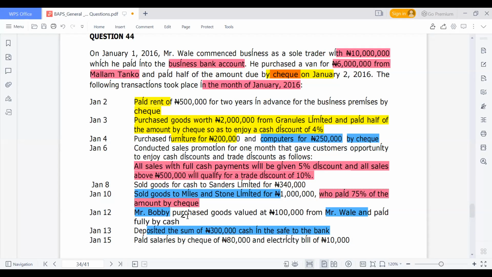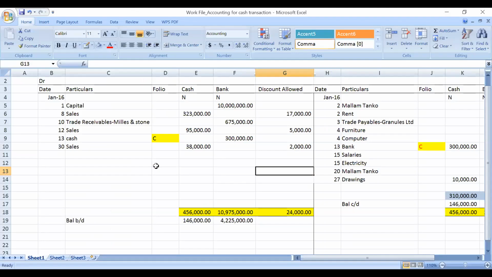So the next date, on the 12th, Mr. Bobby purchased goods worth 100,000 from Mr. Wale, and paid in full by cash. That's on the 12th. I think we have recorded everything in our column cash book, which is Bobby on the 12th, right? So that means the sales is what you are going to record as the actual cash that we receive. It is 95,000, and the discount of 5,000 naira.